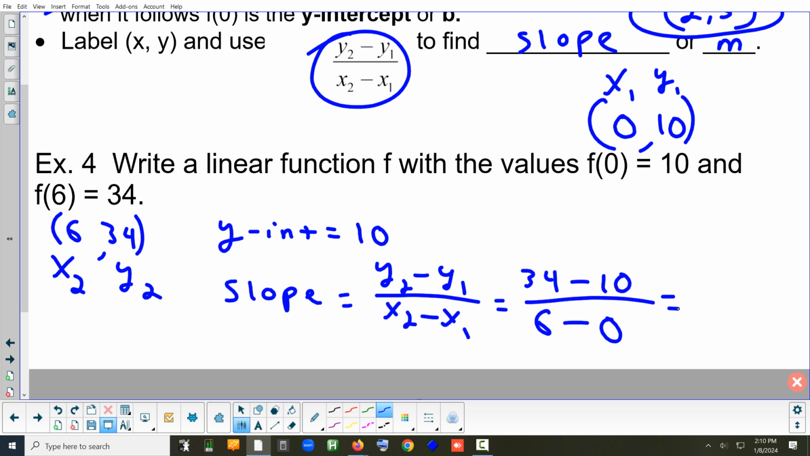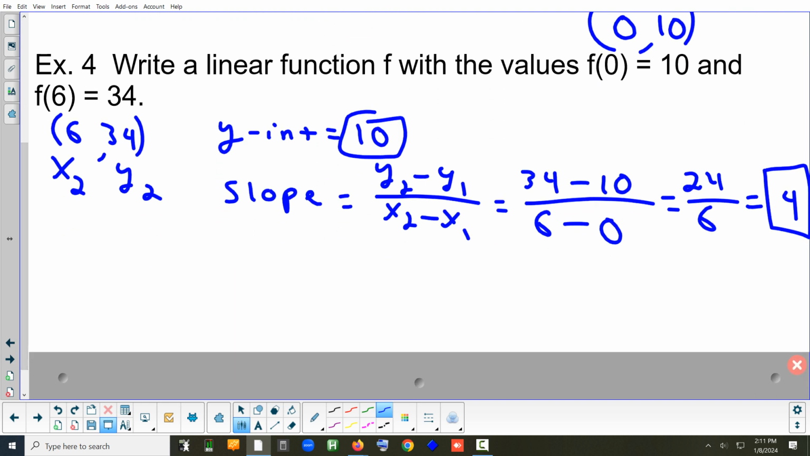Okay. What's 34 minus 10? 24. Yep, 24. And 6 minus 0? 6. And that gives me a slope of? 4. Yep, 6 times 4 is 24. Okay, so we've got the y-intercept. It was the number with the 0.